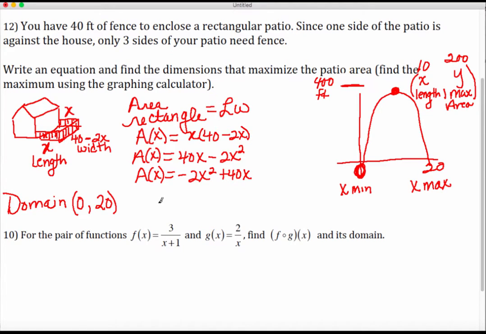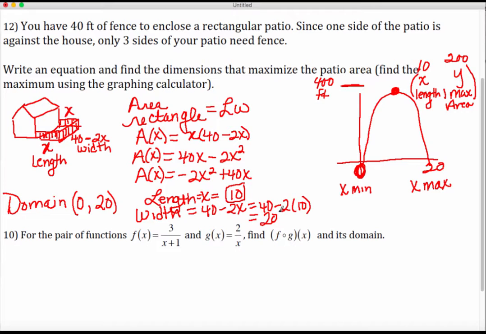So my dimensions to maximize the area within that fence is going to have a length of x, which is equal to 10. The width is equal to 40 minus 2x, or 40 minus 2 times 10, which is 40 minus 20, which is 20. So the dimensions are 10 by 20 in order to get a max area of 200.